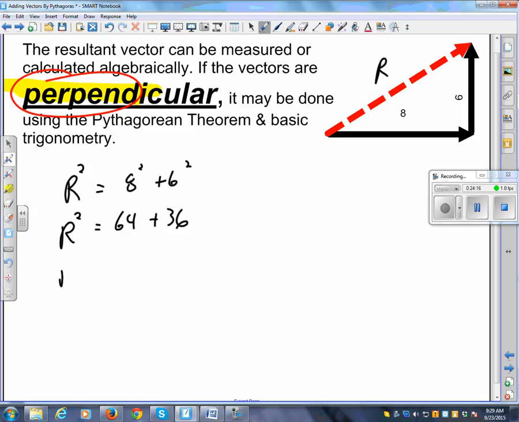R squared is 100. R is the square root of 100. R is 10. Did I show too much work?